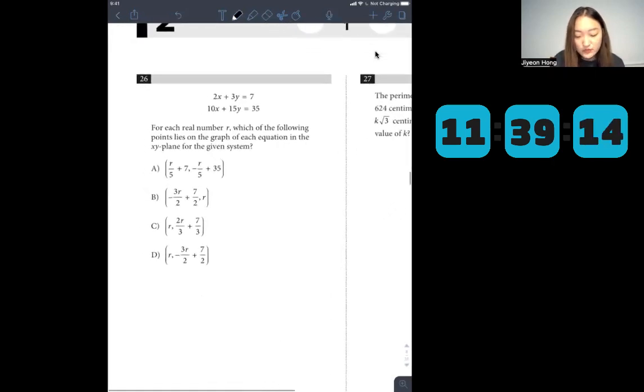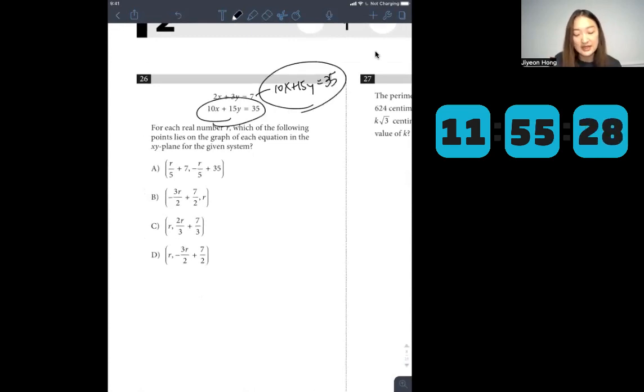Number 26, for each real number R, which of the following points lie on the graph of each equation in the xy plane for the given system? So if we were to simplify this, we get 10x plus 15y equals 35. So there are coinciding lines. They're the same exact line, meaning that we only have to check for one of the equations since they're the same exact thing. So let's start with answer choice A.